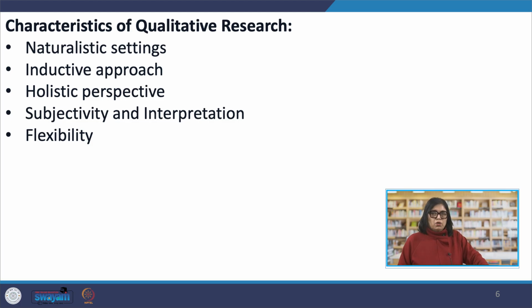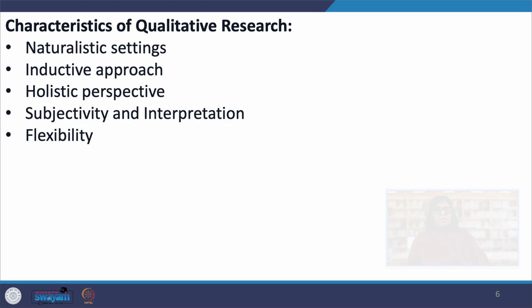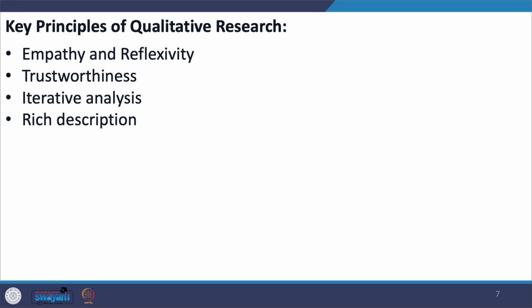Then we can also add flexibility. Qualitative research methods are often flexible and adaptable, allowing researchers to refine their research questions, sampling strategies, or data collection techniques as new insight and perspective emerge during the research process. Now, what are the key principles of qualitative research? We should know about it.